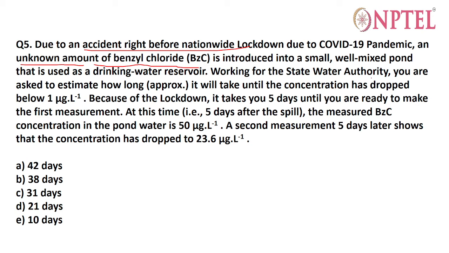So now the state water authority told you to estimate how long it will take to degrade to the amount of 1 microgram per liter. And because of lockdown, we missed the first initial 5 days. So you go after 5 days to take your first measurement, and you got 50 microgram per liter. And then after 5 days again, you got a concentration of 23.6 microgram per liter. So now you have to calculate after how many days it will come to 1 microgram per liter.